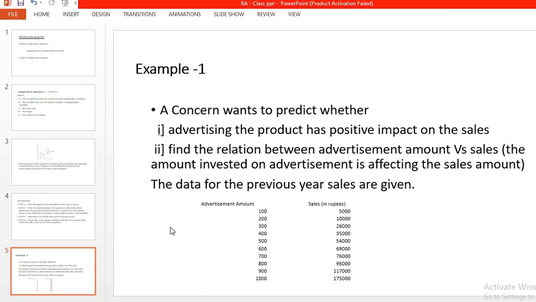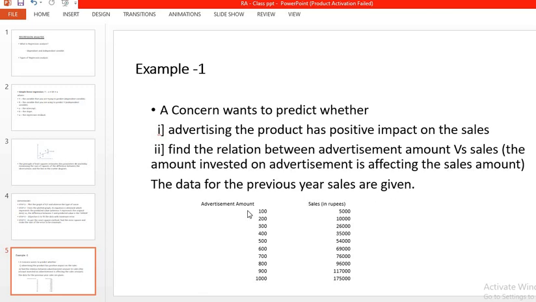Consider this example in which a manufacturing company producing a particular product wants to analyze whether the amount they are spending on advertisement is increasing their output in terms of sales or not. For that purpose, they need to know the relation between advertisement and sales. The previous year's data is given. If we find the relation between this advertisement amount and sales, we can predict the future sales also. So our first objective is to find the relation between this advertisement amount and sales.